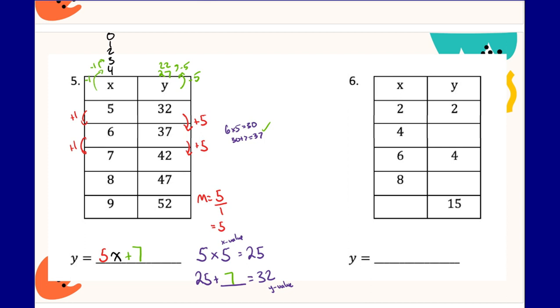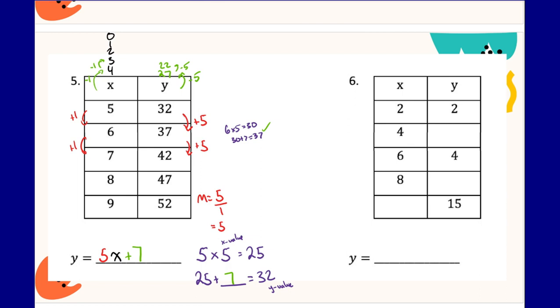Now, number 6. 6 is probably one of the more challenging ones that we'll see. Looking at it, we have blanks, we have empty spots. So what we need to do here is go through and fill it in. But in order to do that, we need our rule. So let's take a look. Do we see x equals 0? No. So we're going to need to look for our multiplier. Do we see every single spot? We do not.